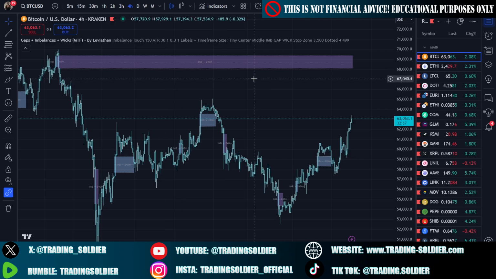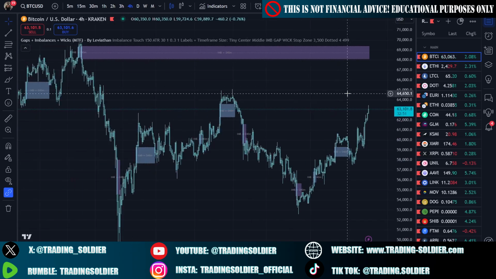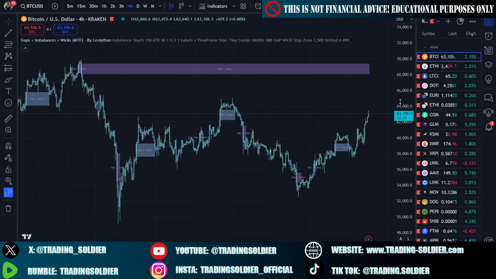So now, how can we use this imbalances, gaps and wicks indicator to make a trading strategy and to try to beat the market, or to make a trading system based on this indicator? As you should already know, imbalances or fair value gaps are areas where a lot of liquidity, or a lot of limit orders, was or is sitting on the market.